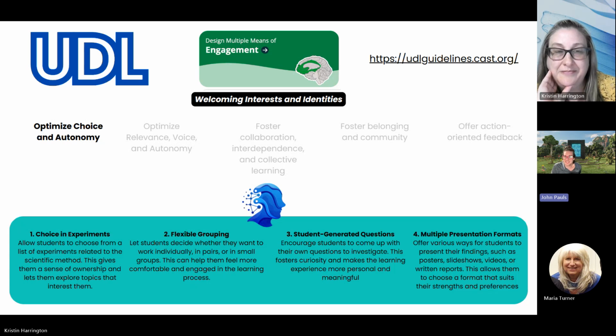Number 1 is choice and experiments when we're learning the scientific method. Allow the students to choose from a list of experiments related to the scientific method. It gives them a sense of ownership and lets them explore topics that interest them. We know providing choice is fantastic for including all learners. And so finding an opportunity for choice, I definitely agree with that.